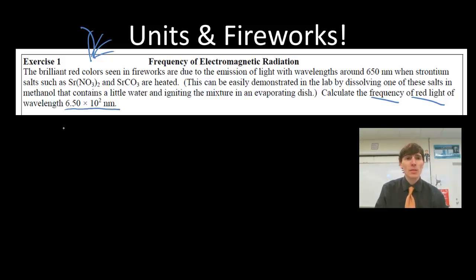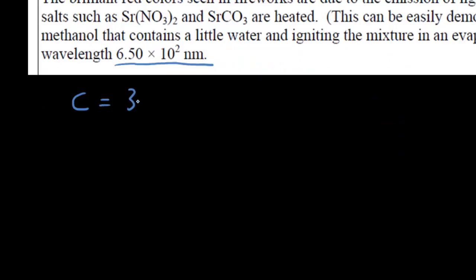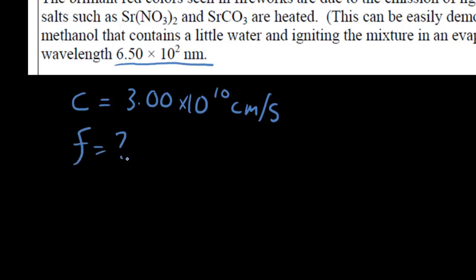So what I want to do first off is write down some things that I know. First off, I know that this is light. When we're talking about light, we know all light has a certain speed. Speed of light, 3.00 times 10 to the 10th centimeters per second. So this is our speed of light. The question asks me to calculate the frequency. Don't know what that is, so I'm going to put a little question mark.